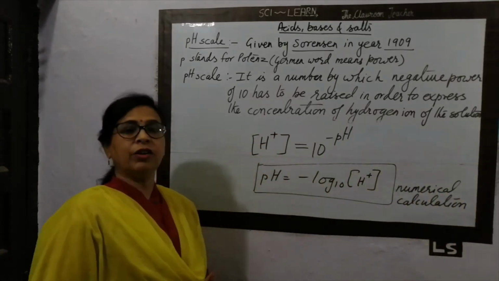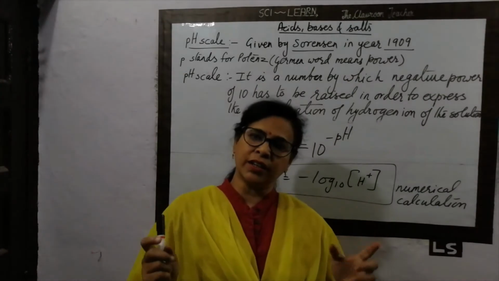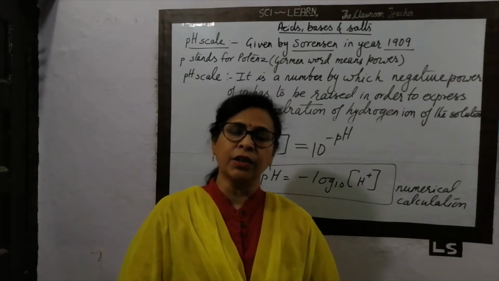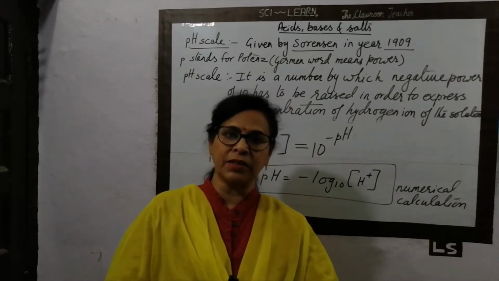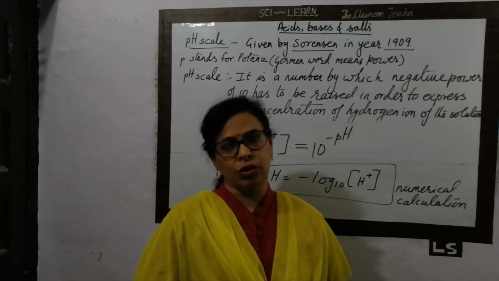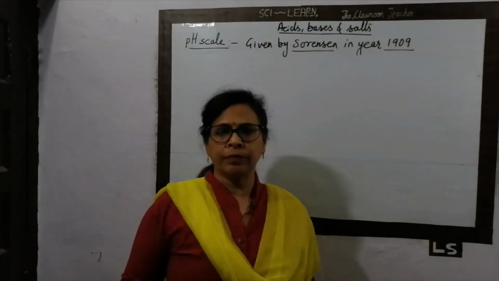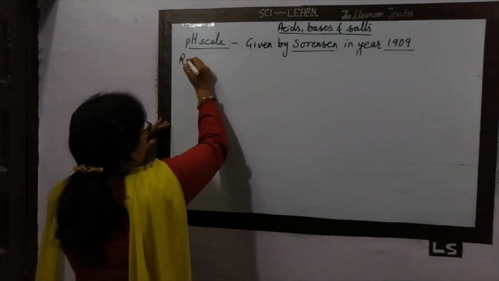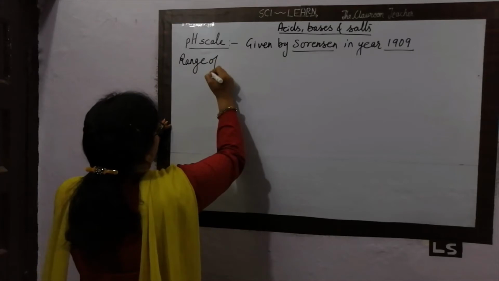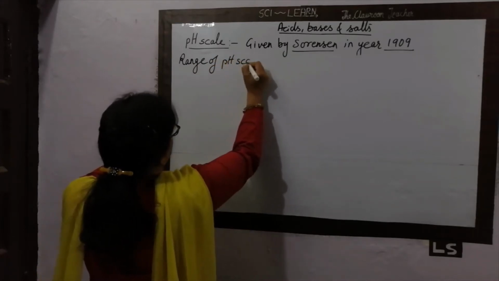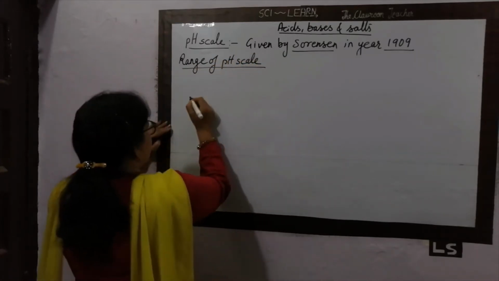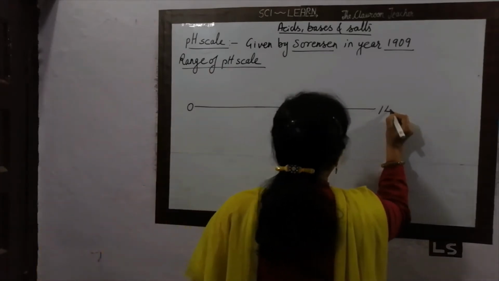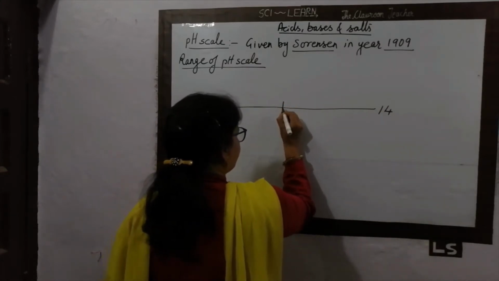So in general words, what is pH? pH is actually the range that starts from 0 up to 14, and with the help of this range we are able to identify the acidic, basic and neutral nature of the given solution. Now what is the range of the pH scale? As I told you, it is from 0 to 14. In between, 7 is here.